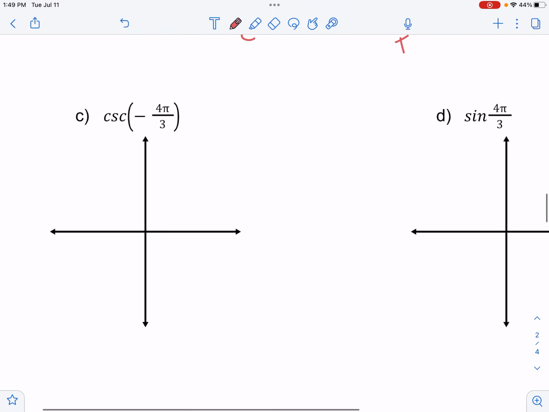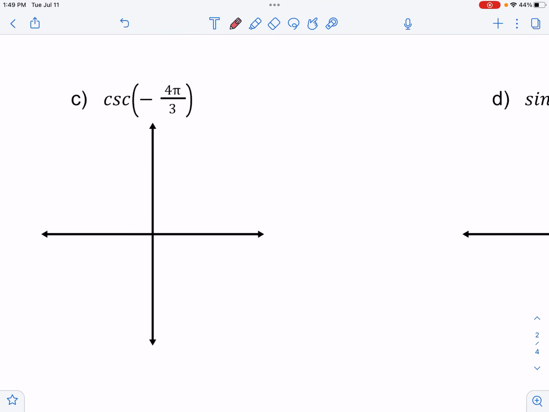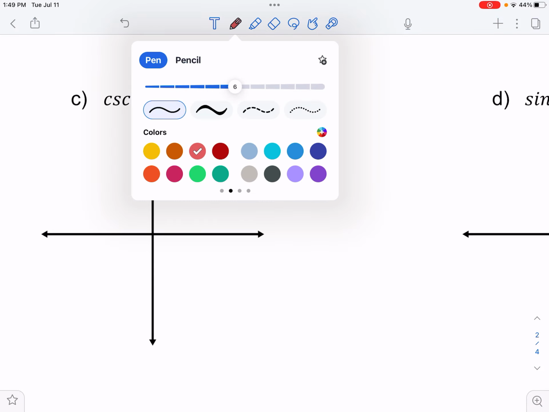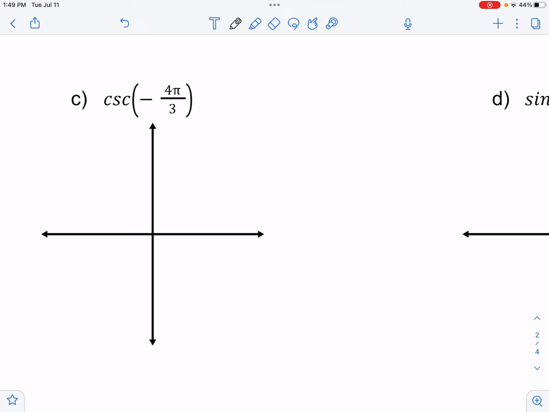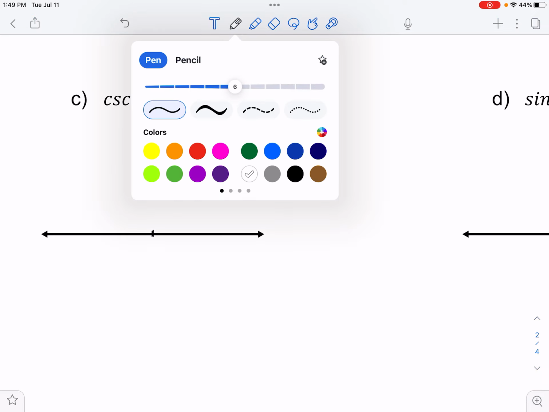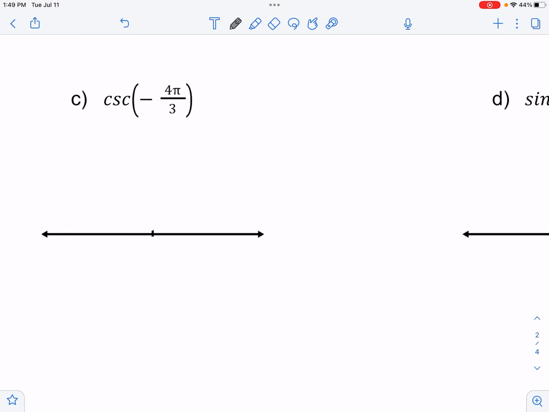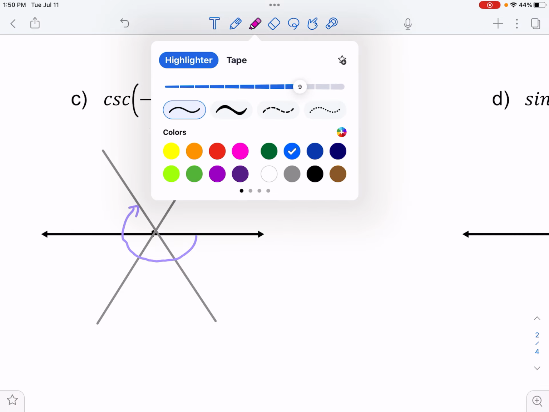Cool. Down to question C. I have cosecant of negative 4 pi by 3. So I need to divide my axis into thirds across the top, and I'm actually going to erase my y-axis here because I find it to be a little bit difficult when doing thirds. So we split this up into thirds to the best of our ability. And so cosecant of negative 4 pi over 3 would look like this. I'd go 1, 2, 3, 4, and I would land here.